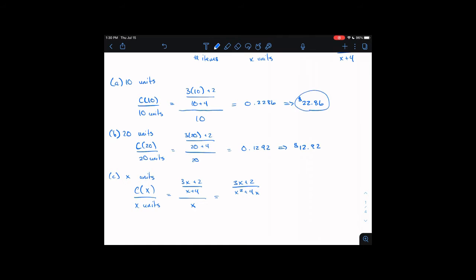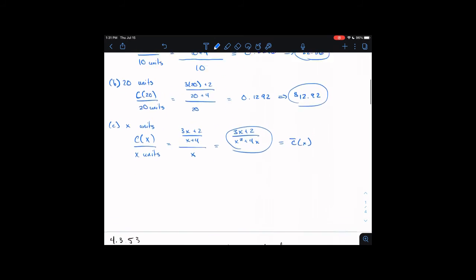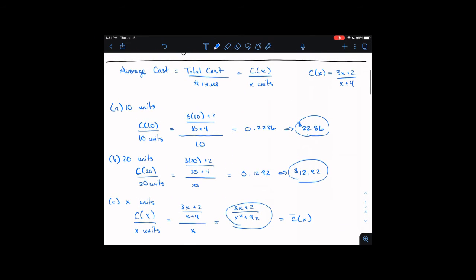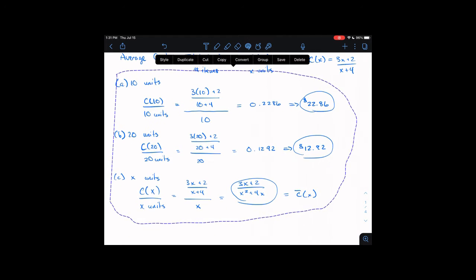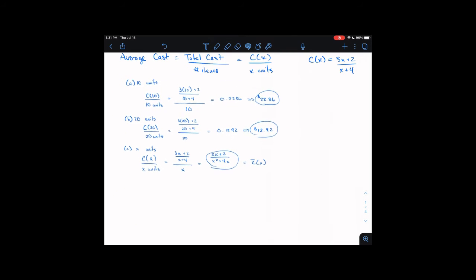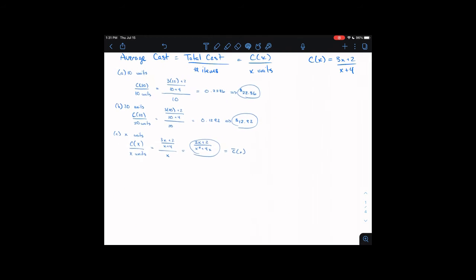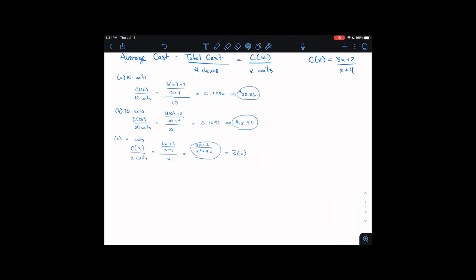So for A, we have $22.86. For B, it's $12.92, and this is our answer for C. This is the same as C bar of x. We're going to call it that for now. Let's see if I can squeeze this in here and make enough room for part D. Part D is the one that will take the longest, most amount of work. Let's make this small. That looks good.